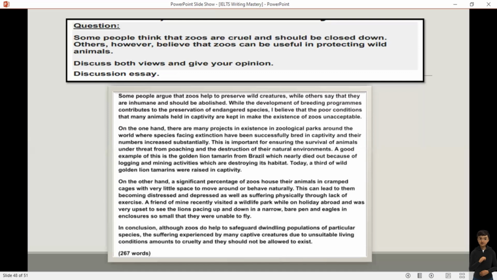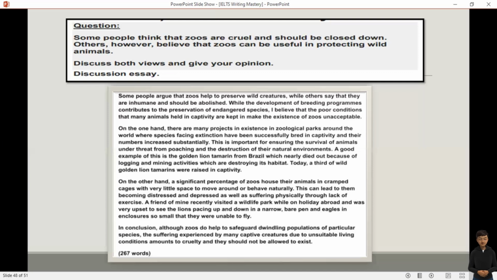Next, we will write our example. A good example is the golden lion tamarin from Brazil, which could be wiped out because of logging and mining activities destroying its habitat. Today, 20 wild golden lion tamarins were raised in captivity.